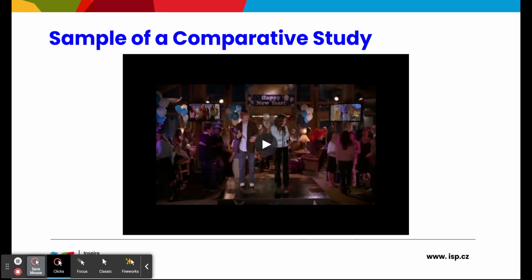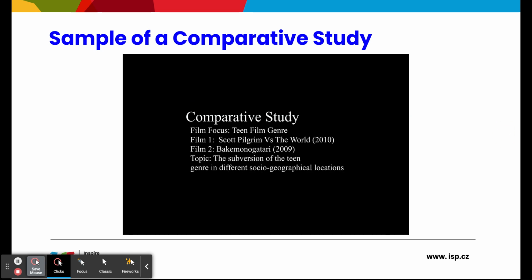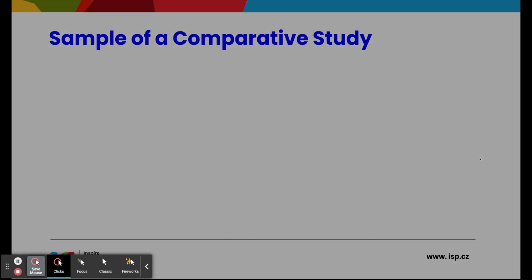This is a sample of a comparative study, really well done, comparing two different films and discussing those differences. This comparative study looks at how Scott Pilgrim vs.